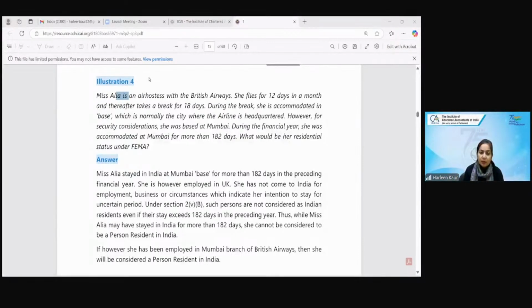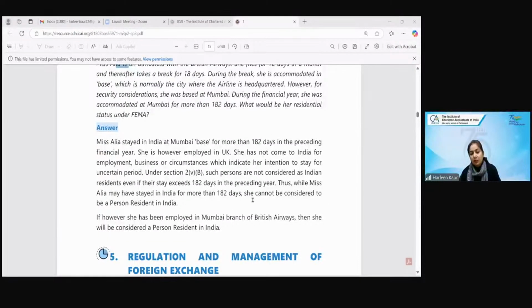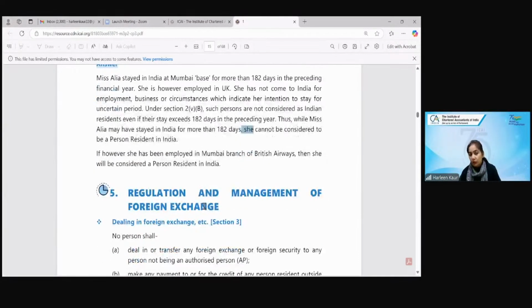Yes, Pooja, that is absolutely correct. I will be explaining these points in a while. Miss Alia's example, because if she had been employed by the Indian business only, then she would have been considered a person resident in India. But since she is flying from India to outside India, coming to Mumbai and then going back because she is hired by British Airways, therefore she will not be considered a person resident in India, even if she has stayed more than 1 or 2 days.